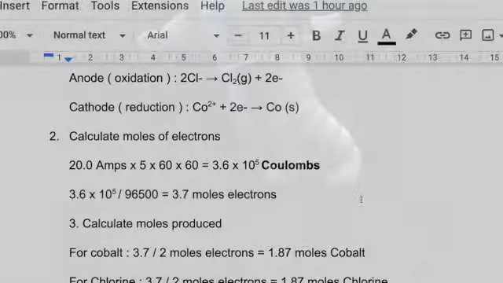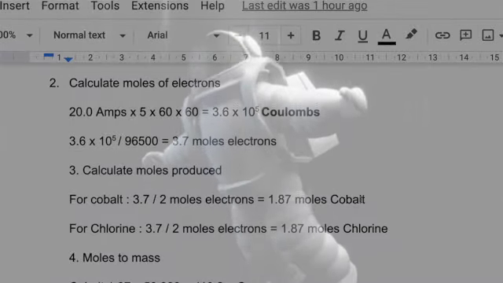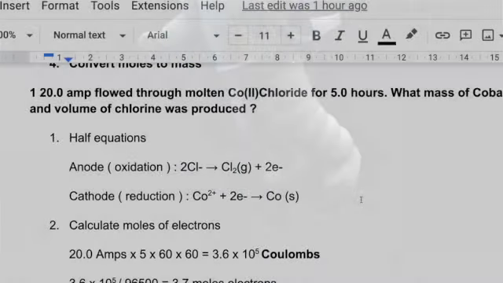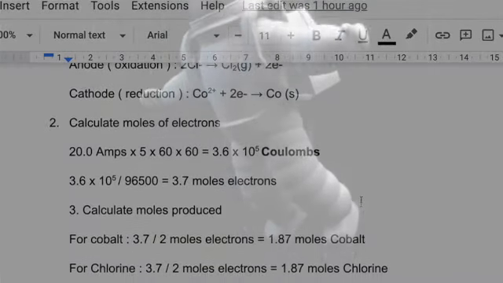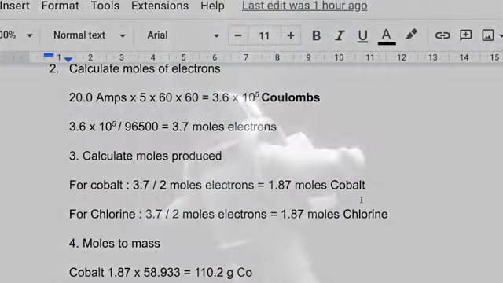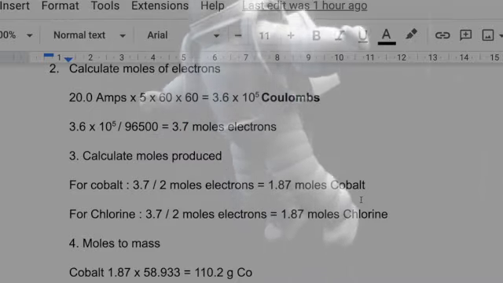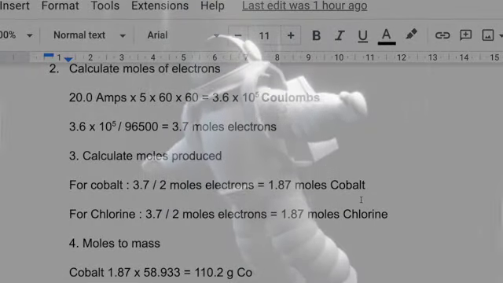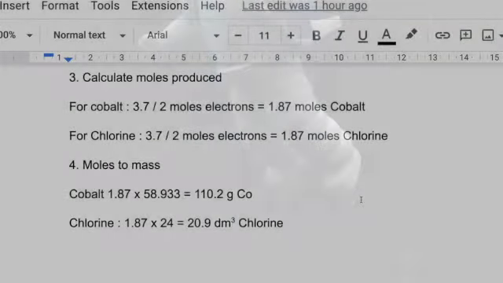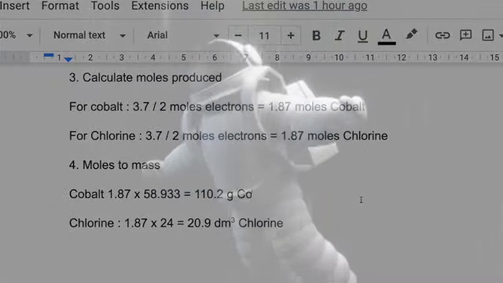We don't have to go for the lowest common multiple in this situation, which you would do if it was, say, iron 3 chloride. Moles of electrons, well, Q equals IT, so we've got amps times 5. It was 5 hours. Hours to minutes times 60 to seconds times 60 again is 3.6 by 10 to the 5 coulombs. How many moles of electrons is 3.6 by 10 to the 5 coulombs? Well, if 1 mole is 96,500, I must divide by 96,500, which gives me 3.7 moles of electrons. How many moles will that produce? Well, for the cobalt and for the chlorine, this goes back to the moles of the electrons, because don't forget coulombs is moles of electrons.